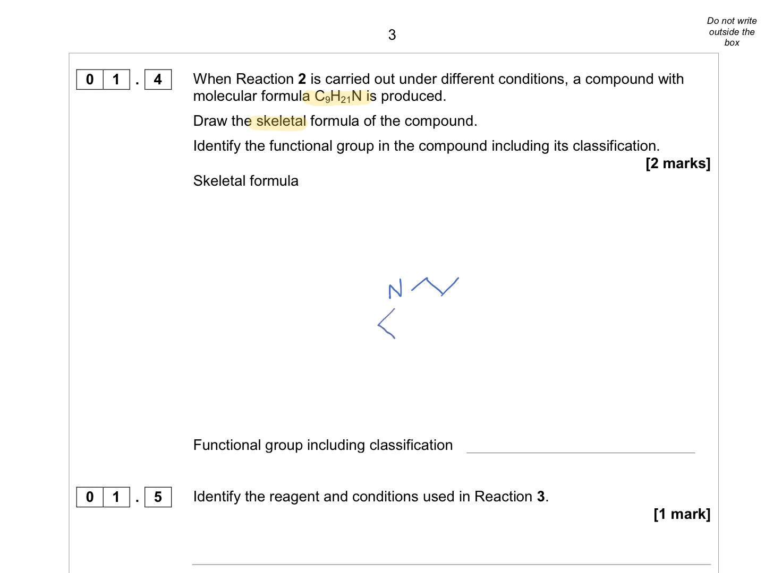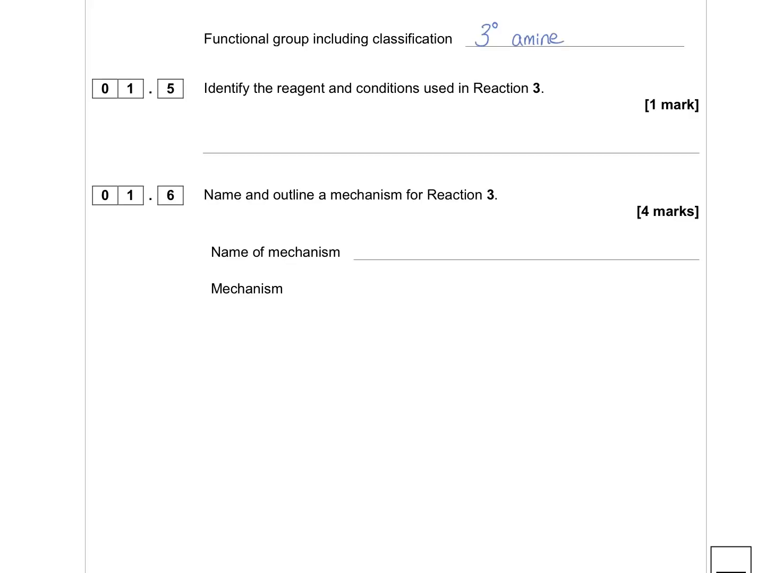So draw a skeletal formula for this. You're going to have the nitrogen in the centre and then 3 propyl groups. This is also checking that you can draw a skeletal formula, so make sure that you count that you've got 3 carbons in each of those chains. And the functional group classification here is a tertiary amine.